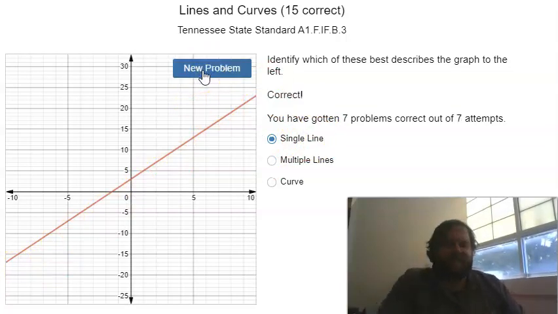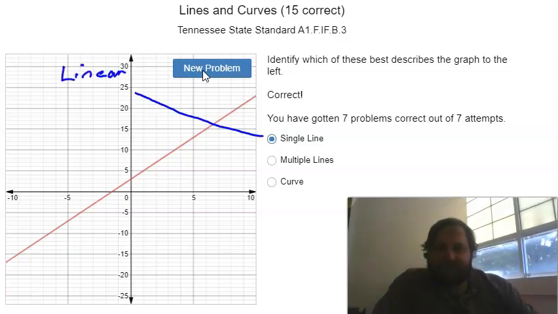And so something that's kind of neat here that I want to point out is that our different function families fit into these. So for instance, a single line could be something from the linear function family or the constant function family. And remember, constant is sort of a special case of a linear function. So those two will always be single lines.